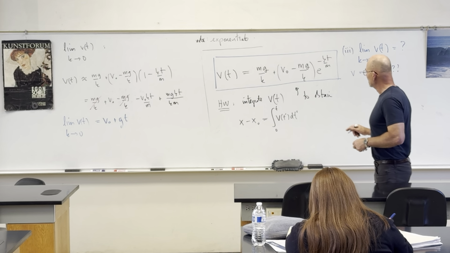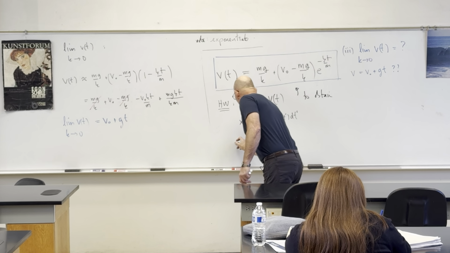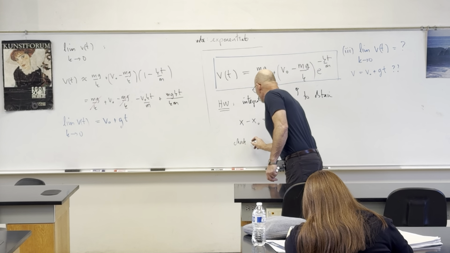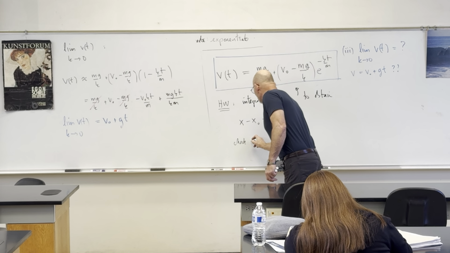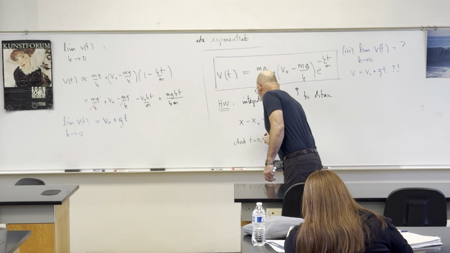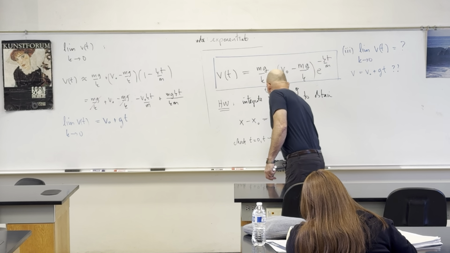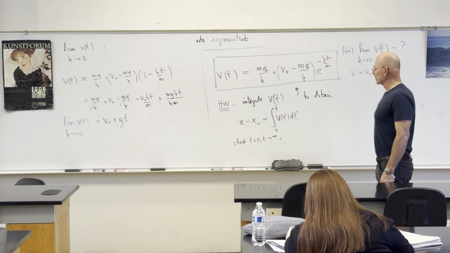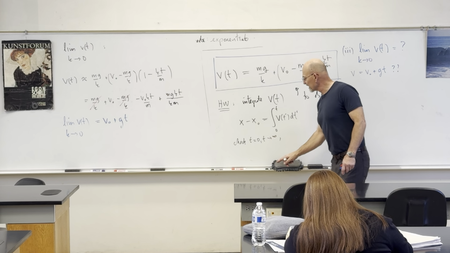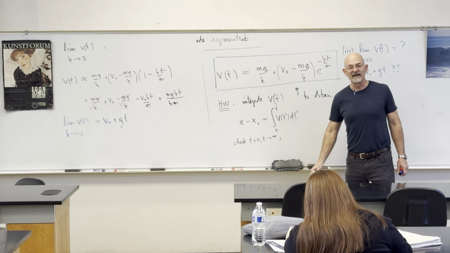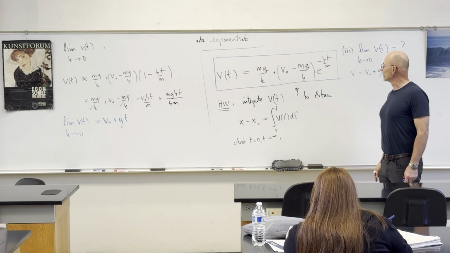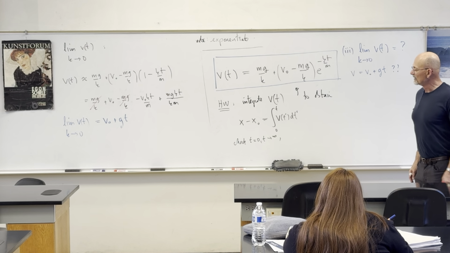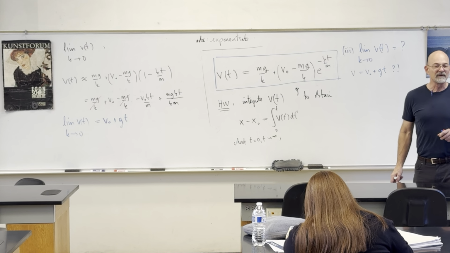And so you'll do that, and the same as last time, you'll check some interesting limits. Check t equals 0, t goes to infinity. T equals 0 is fine, you know you're going to get this. What's going to happen here for t goes to infinity, do you guys think? Fall with friction for t goes to infinity.